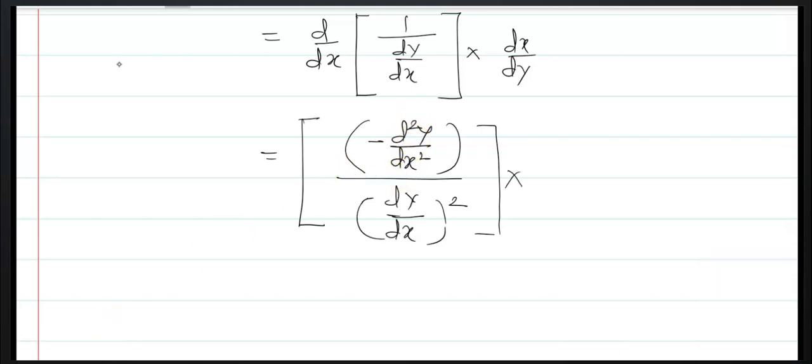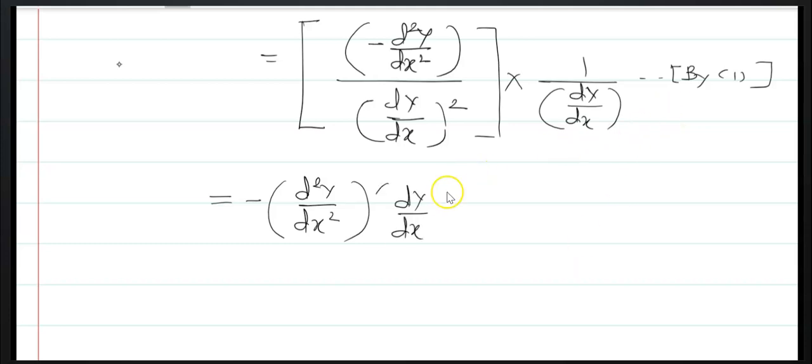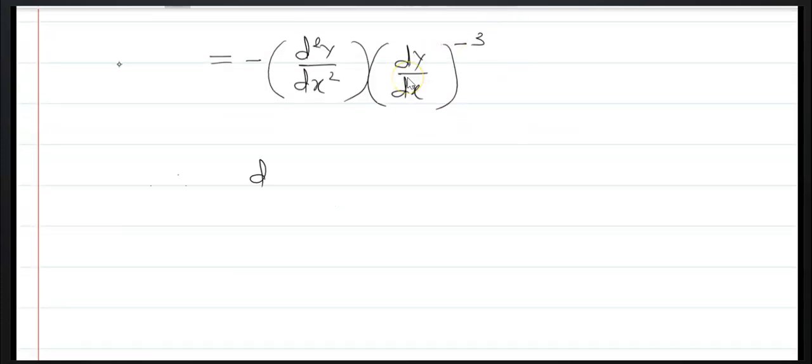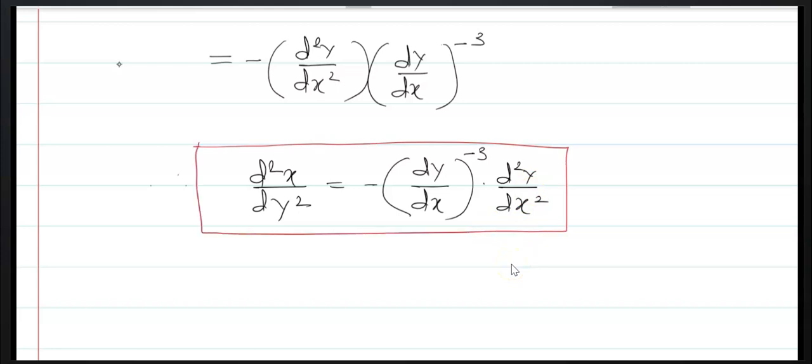Now the next is this. dx upon dy is written as 1 upon dy by dx. Therefore, after normal simplification, here is d2y by dx square, and this is dy by dx bracket raised to 1, bracket raised to 1 and 2. It becomes bracket raised to 3 and it comes to the numerator. Therefore, d2x by dy square is equal to minus dy by dx bracket raised to minus 3 d2y by dx square, and hence this is the proof.